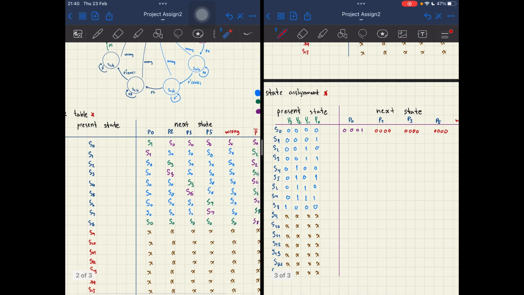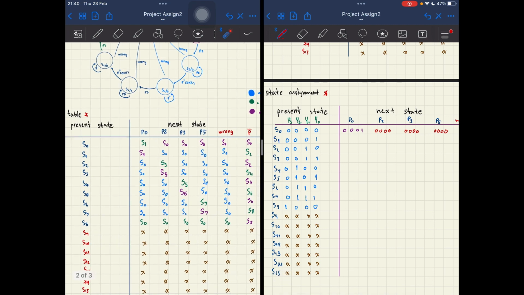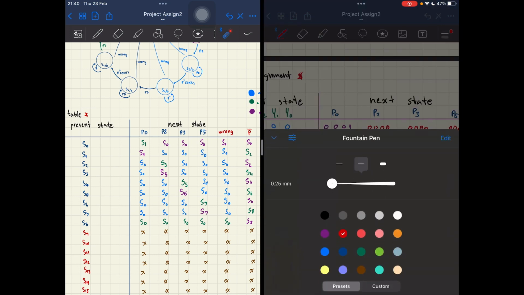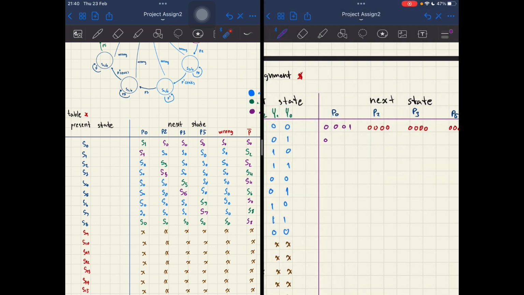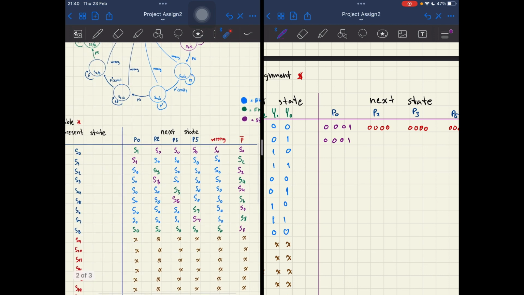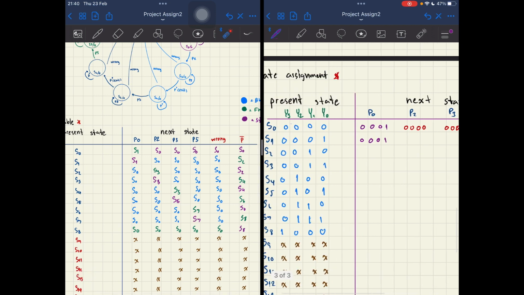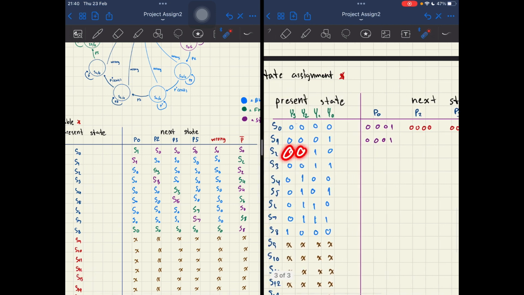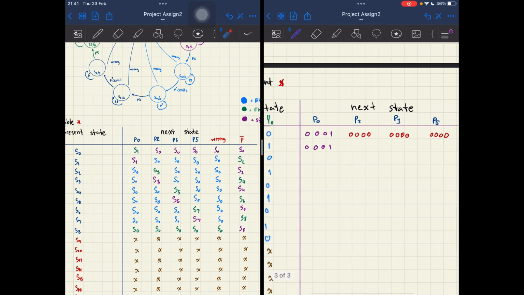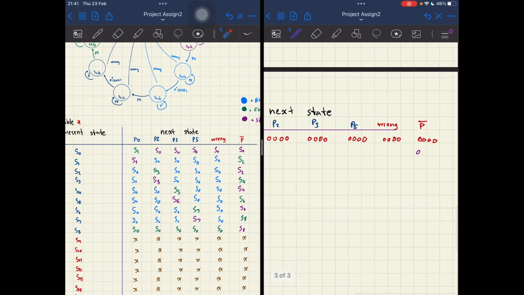S1, we can see that at P0, it would be the same. It is S1, so it is 0, 0, 0, 1, 0, 0, 0, 1. But if we leave the button, it will transition to S2. So S2 means 0, 0, 1, 0, right? 0, 0, 1, 0. What's my pen? Okay. 0, 0, 0, 1, 0.